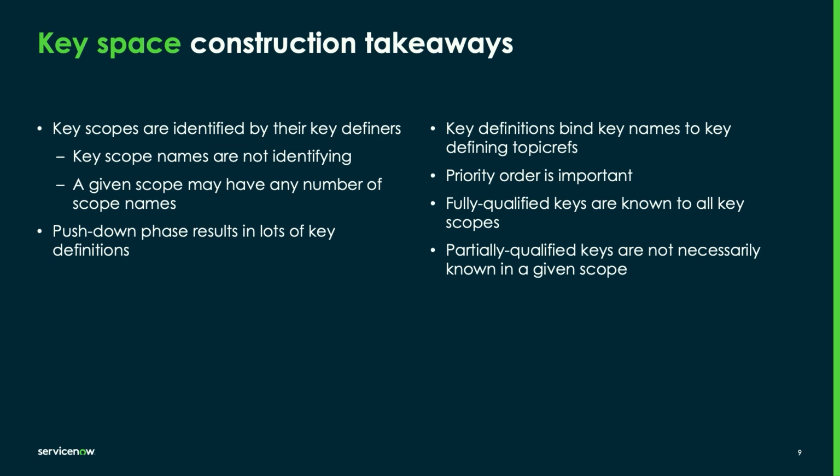This is another important point. Partially qualified keys are not necessarily known in a given scope. We have that example in this map here. If I reference a not fully qualified key in one key scope, I can resolve it, but if I reference that same key in a different key scope, even if it's the same scope name, I may not be able to resolve it, because it may not be known by that partially qualified name in that key scope.